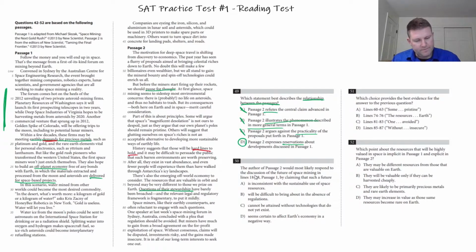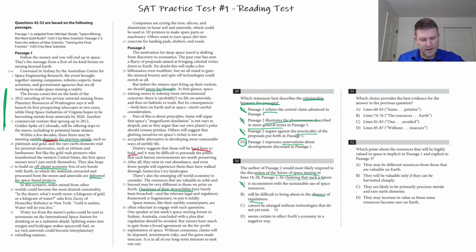And then for 50, the author of Passage 2 would most likely respond to the discussion of the future of space mining in Passage 1 by claiming that such a future. So again, we've summarized these. We're ready for this question. So this future of space mining, Passage 2 guy would say, who remember was all for the regulations, is inconsistent with the sustainable use of space resources. He never made that argument, so no. B, it will be difficult to bring about in the absence of regulations. That's exactly what he said. B is really strong. We'll leave it.